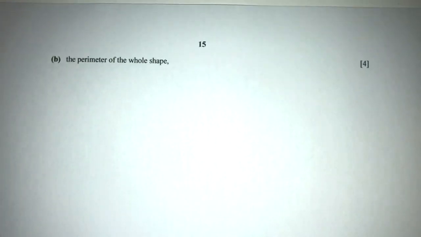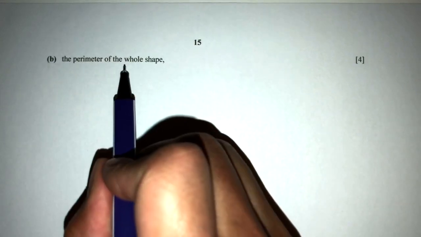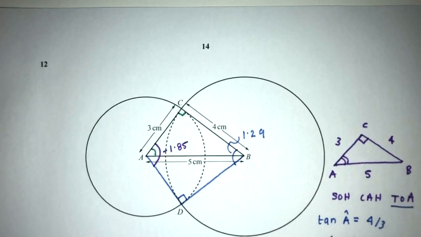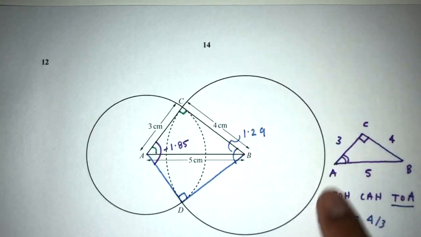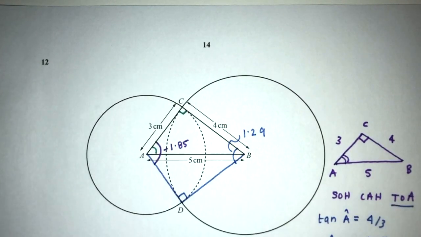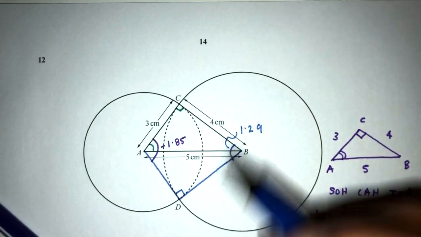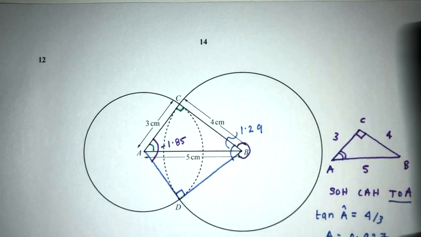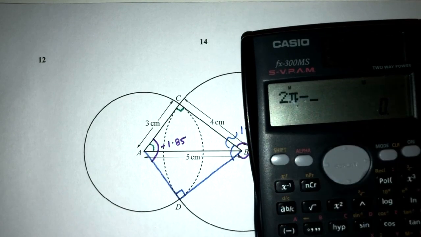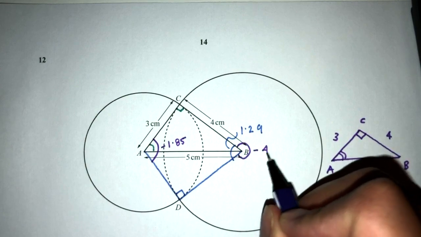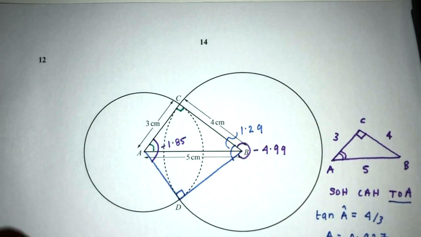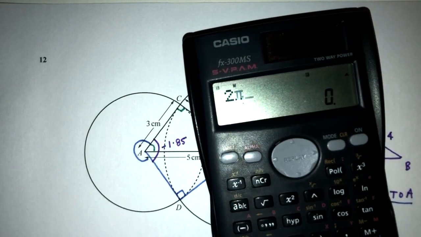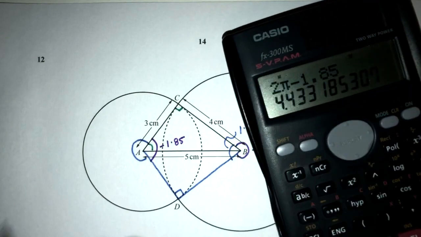Now for part B, we have to find the perimeter of the whole shape. So let's do that. We have to find the distance around the whole shape. So we have to find this distance and this distance, right? So pretty easy. Because this is 1.29, what is this one? This has to be 2 pi minus answer. That will be 4.99. And what is this one? That should be 2 pi minus 1.85. That should be 4.43.